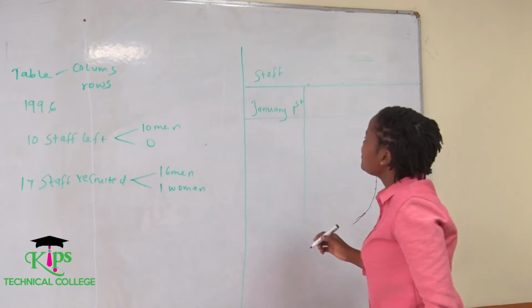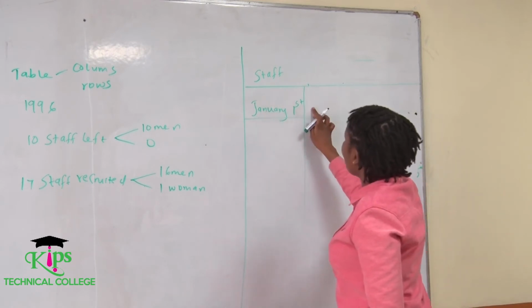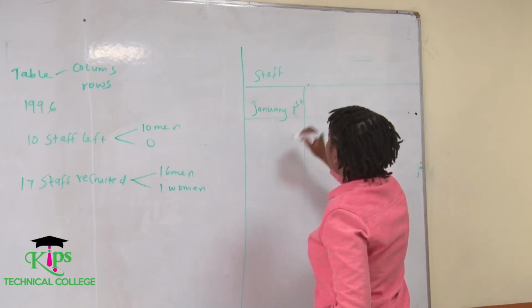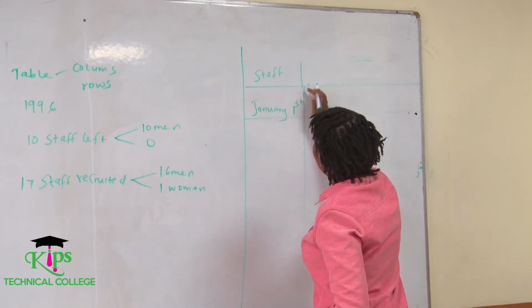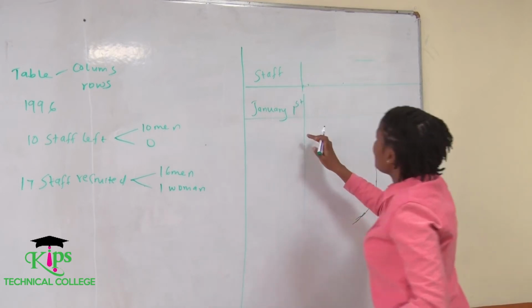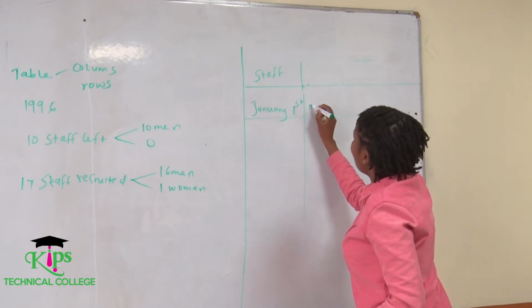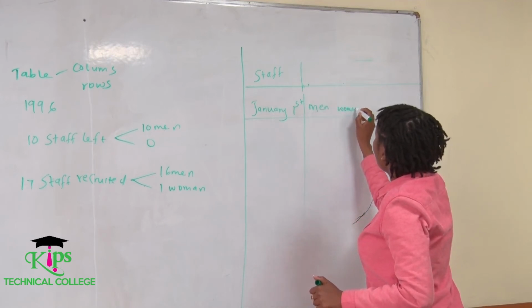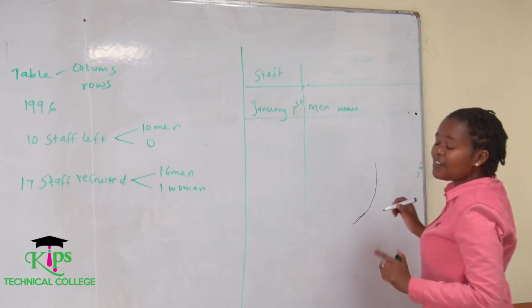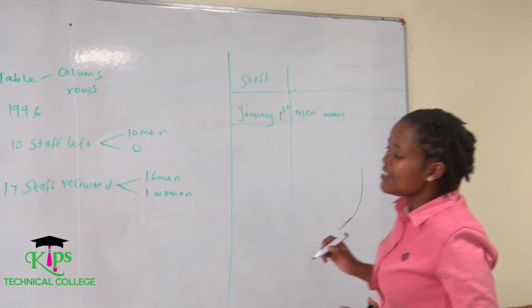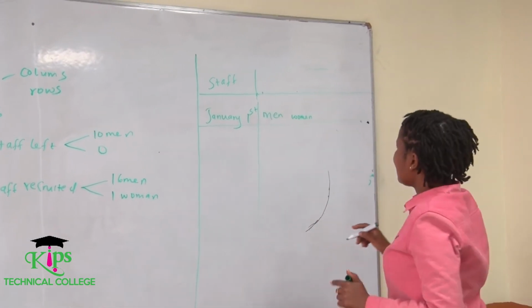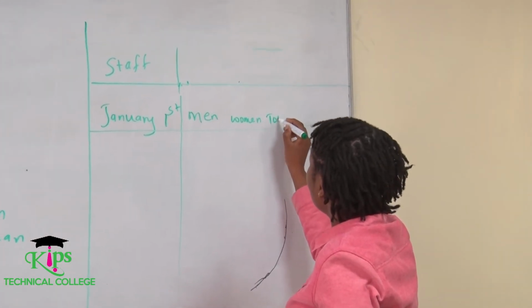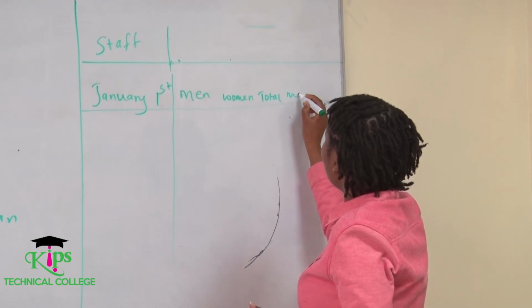So here we will have these are the total. This should be the total. And in this case, remember you have to be very careful here. Here we will have our January. We will have men, women, and remember we have 2 years, 1995 and 1996. So we must have another year. We will have a total here. Then we have men.